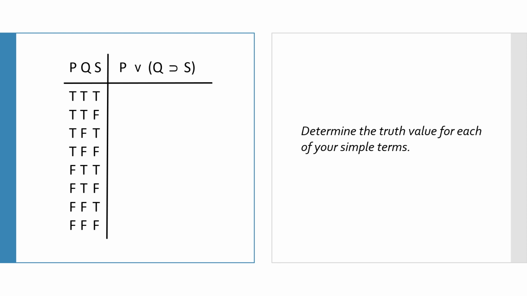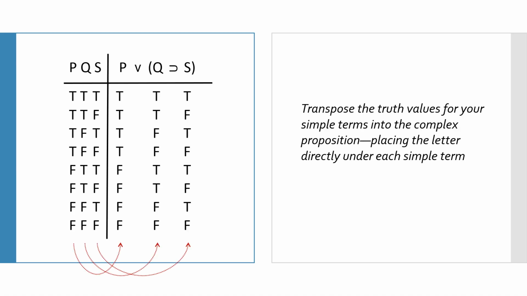So notice, if you follow this pattern and you do it consistently, what you will get is every conceivable truth relationship that could possibly exist between these simple terms. P could be true, Q could be true, and S could be true. Or I could have true, true, false, and so on. Every possible arrangement is given to us by simply following this pattern. And now we know the truth value in every conceivable instance for these 3 terms.